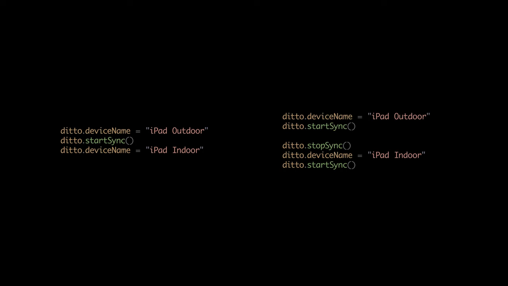Finally, device name wasn't mutable after you called start sync. This means that mobile devices with additional information, such as state or location data, would require a full stop sync and start sync to call for an update to propagate.